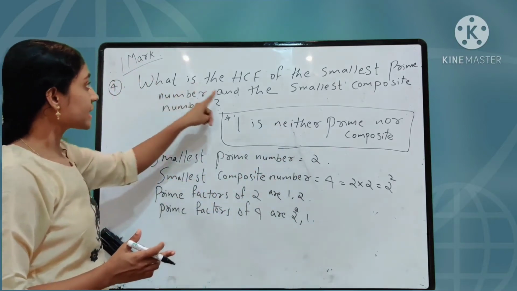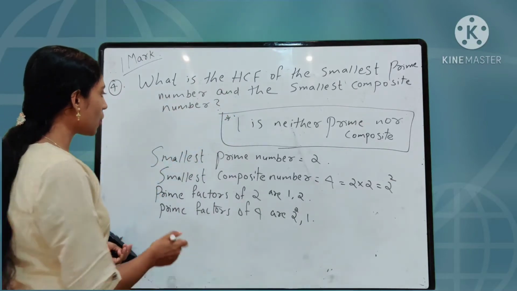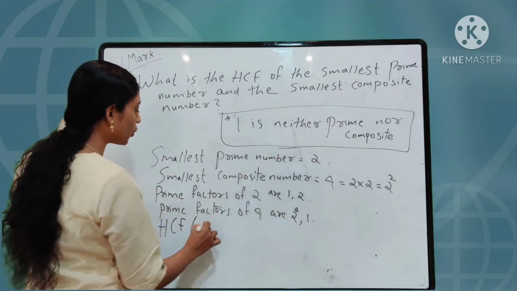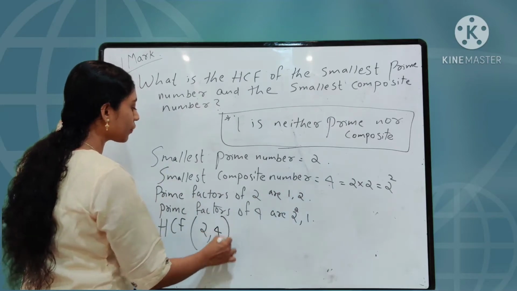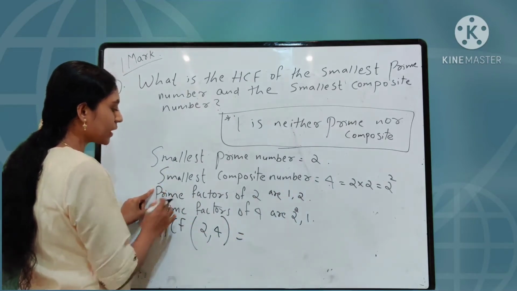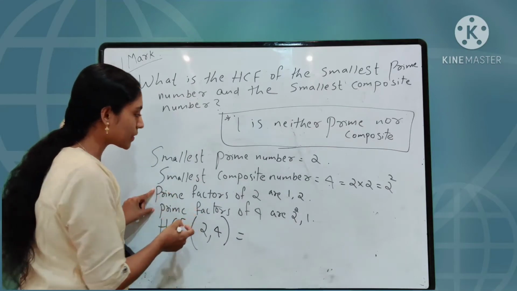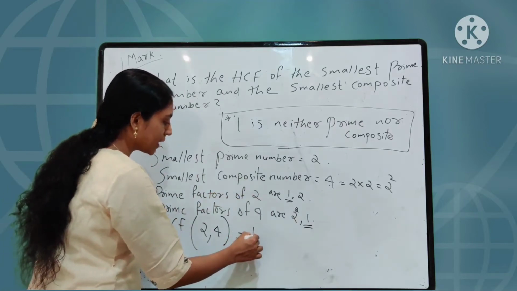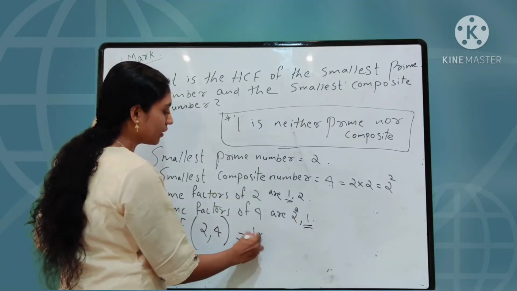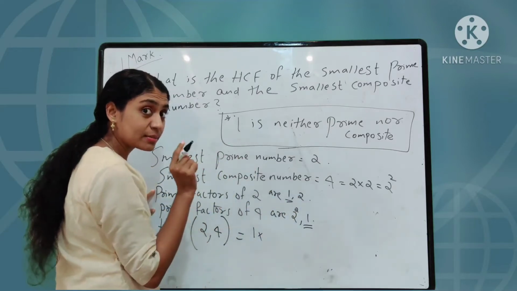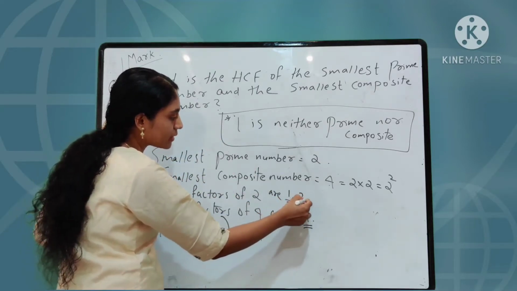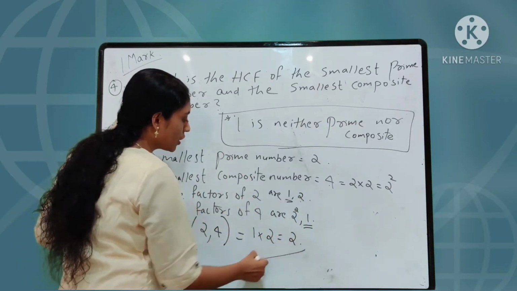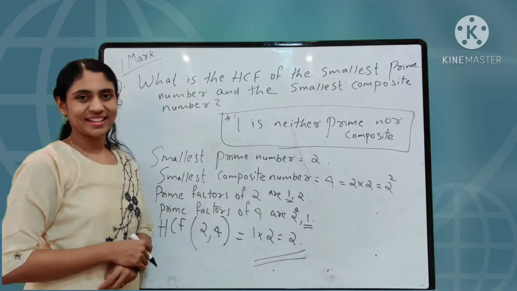Now the question is the HCF of the smallest prime number and the smallest composite number. That means we have to find the HCF of 2 and 4. We know the prime factors, so it's easy to calculate the HCF of two numbers, right? Which are the common factors? 1 and 2. You have to take the smallest power of the common factor, and here the smallest power is 2. So 1 into 2 is equal to 2. So we can say that the HCF of 2 and 4 is 2.